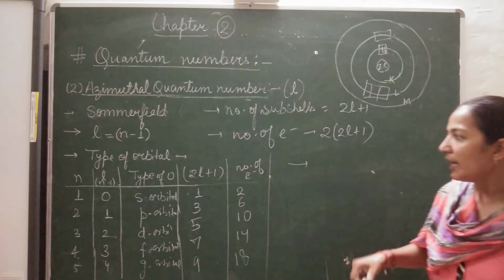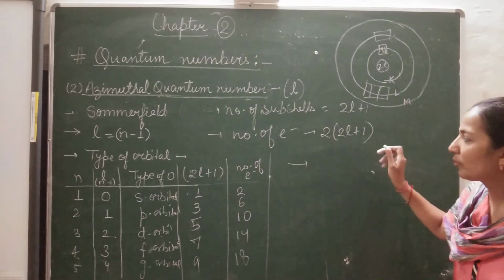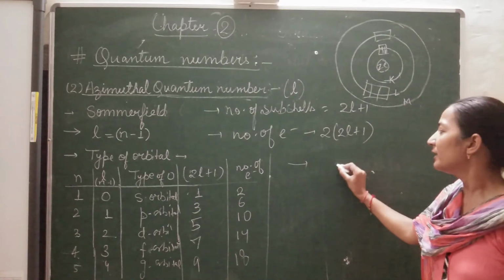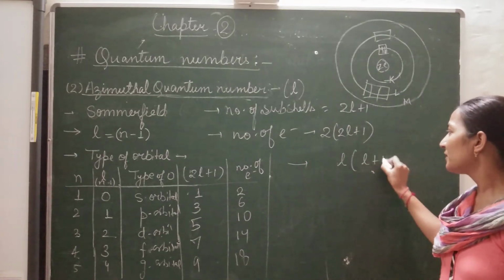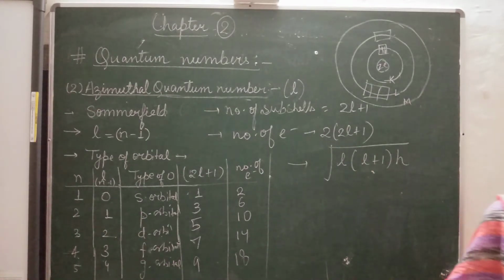One more thing, in a particular orbital, the orbital angular momentum of an electron is also given by the azimuthal quantum number, that is root of l into (l plus 1) into h. This is the formula for the orbital angular momentum.